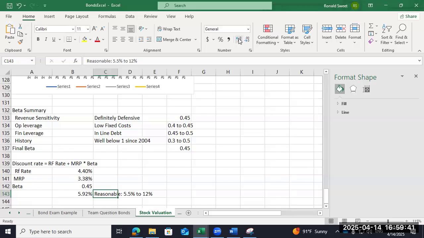Don't go below 5 because remember, you're going to take your discount rate minus your growth rate, and that has to be a positive number. So if your discount rate's 4%, your growth rate can't be more than 4%. It can't even be close to 4%. So you're really limiting yourself.